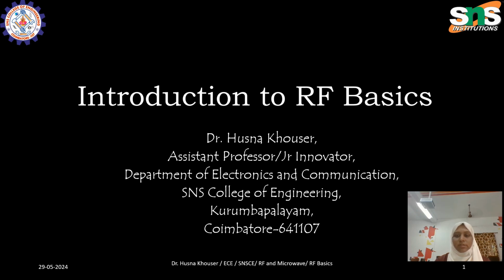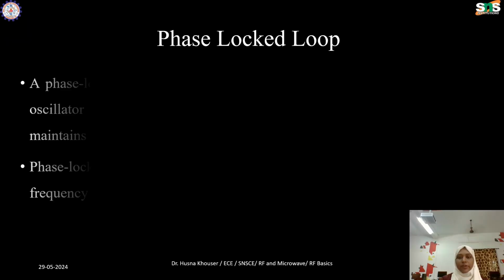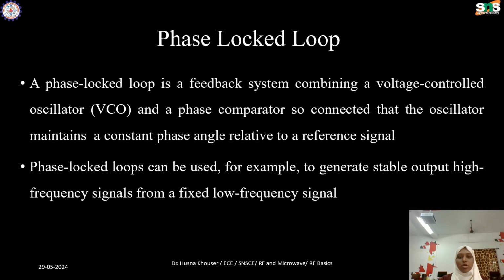In this lecture series, we'll discuss the phase lock loop. A phase lock loop is a feedback system combining a voltage controlled oscillator and a phase comparator. They are connected so that the oscillator maintains a constant phase angle relative to the reference phase angle.